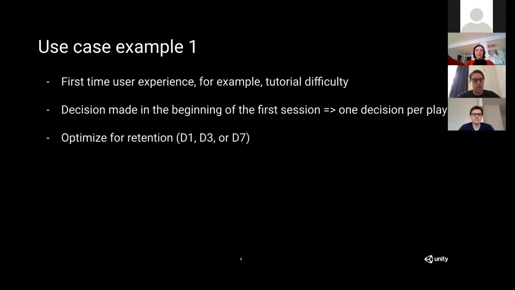So I have two use case examples that I'd like to consider throughout the presentation. The first one is first time user experience. It could be, for instance, tutorial length or difficulty. Just when the player starts playing the game for the first time, we make a decision on this tutorial length. This means that we will end up making just one decision per player. Typically, this kind of question might optimize for retention. So will the player come back in 1 day or 3 days or 7 days? That's a typical optimization target for this kind of first-time user experience question.